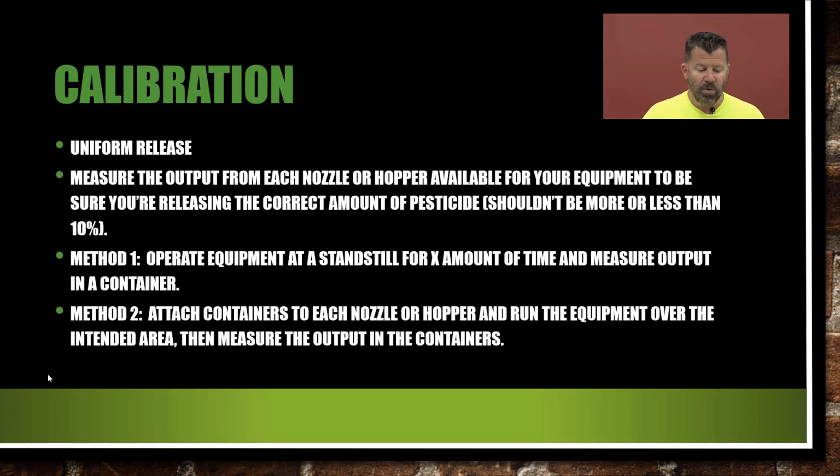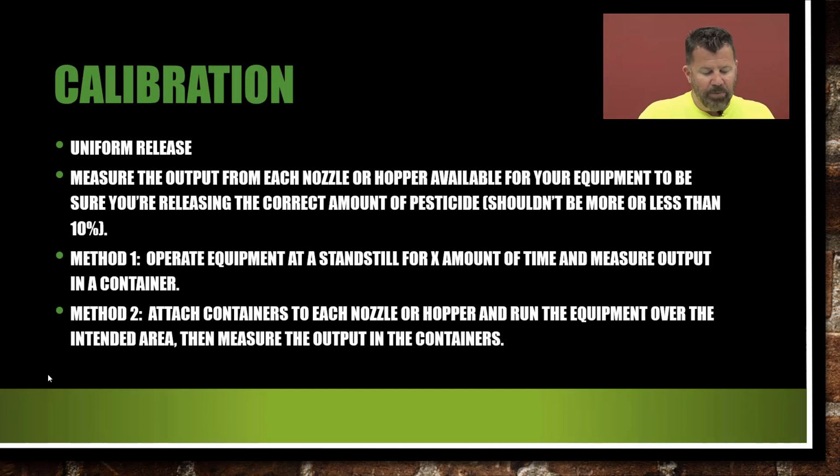On page 170, uniform release. If the application equipment you will be using has more than one nozzle or hopper, part of the calibration process is to measure the output from each source to be sure that they are all releasing the correct amount of pesticide. This takes a little more time, guys, a little more time.